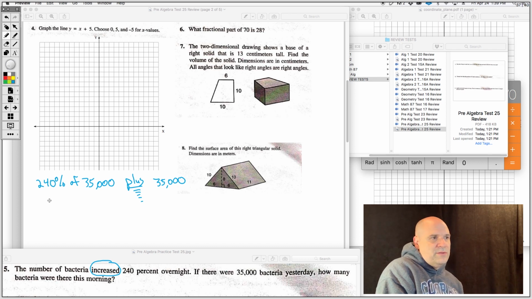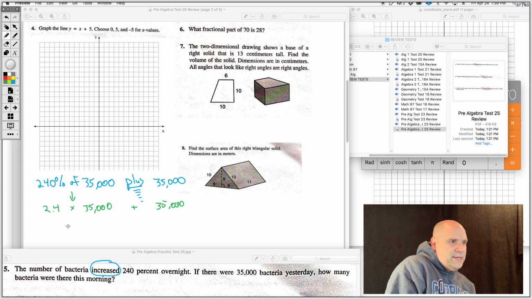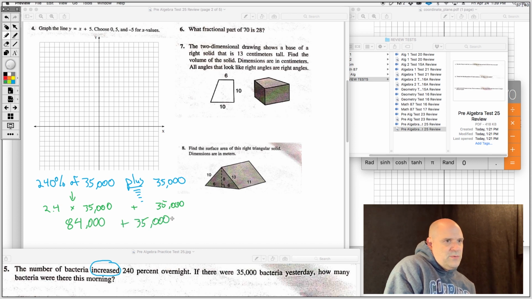How do you say 240%? 2.4. How do you say of? Times. How do you say 35,000? 35,000. And then we're going to add it to 35,000. All right, 2.4 times 35,000 is 84,000 plus another 35,000 equals 119,000 bacteria. Stay indoors.